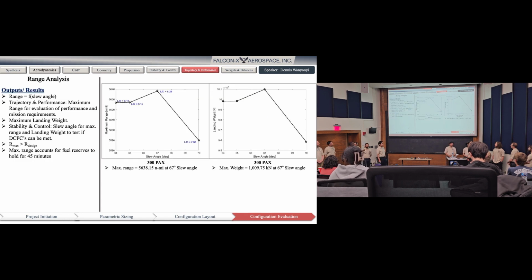And here are the results for the 300 passenger configuration for the landing weight and the maximum range. And you find that at an optimal L/D of 8.29 at cruise, we get a maximum range of 5,658, which is well above the 4,250 design range, and the aircraft meets the range requirement.